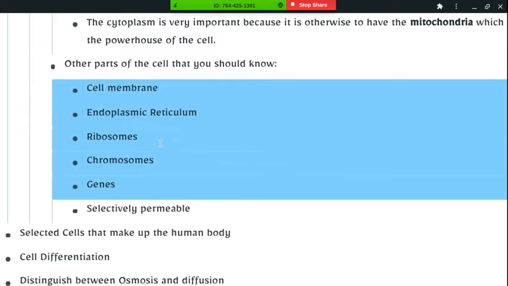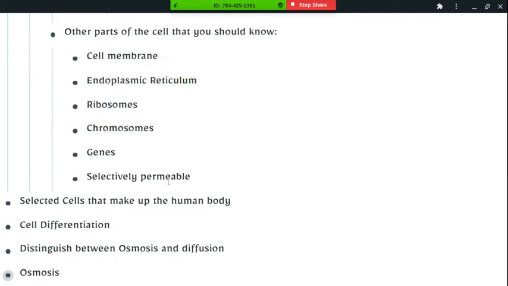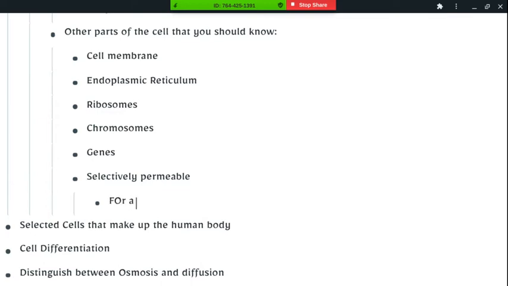Yes, sir. All right, good. So this final topic, selectively permeable, will help us go into another topic, which is called diffusion. Let's just quickly understand what selectively permeable means. For a cell to be selectively permeable, what does the word selective mean?